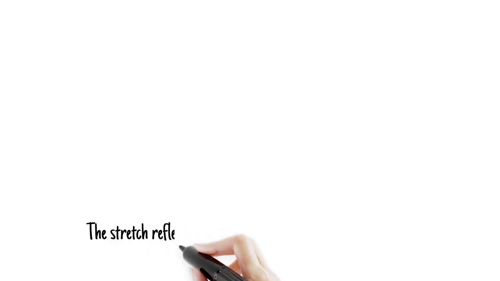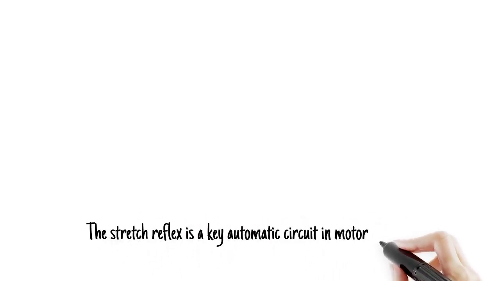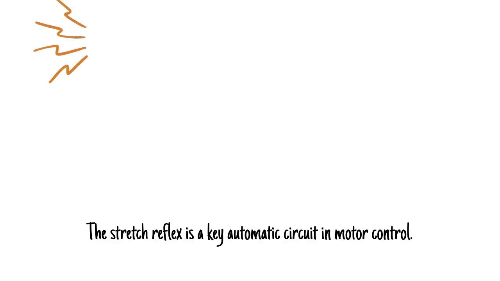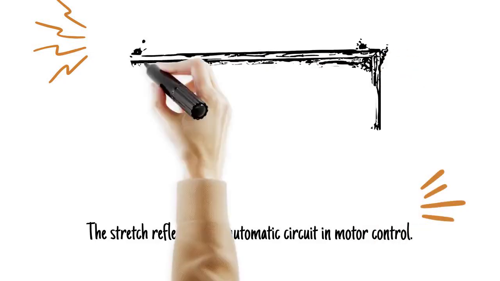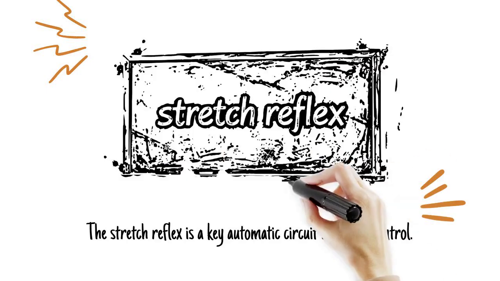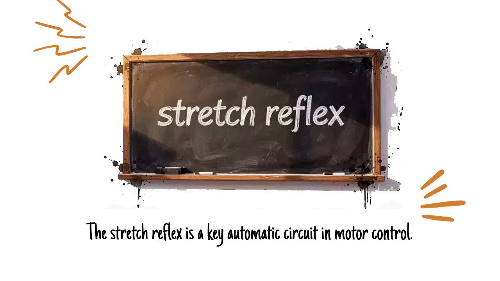The stretch reflex is one of the most important automatic circuits in the motor system. Understanding it requires following the exact pathway of the signals involved. It begins with the muscle spindle, a specialized sensory receptor embedded within skeletal muscle.